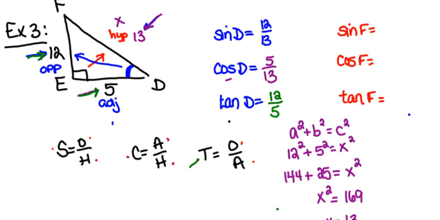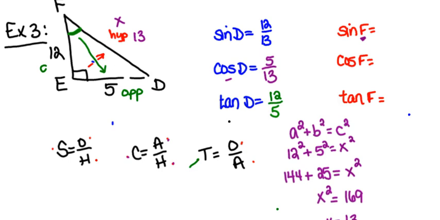And now we're going to move on and we're going to use for our reference angle, angle F. So I'm going to go to my picture and do some erasing here. I don't want angle D anymore. I want angle F. So this is the angle that I want to use. So now 5 is my opposite, 12 is my adjacent, and of course the hypotenuse doesn't change. The hypotenuse is still 13.